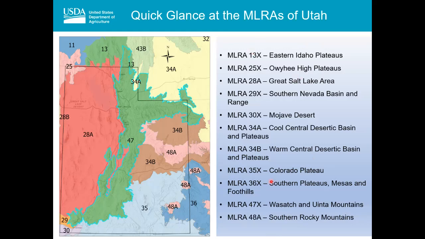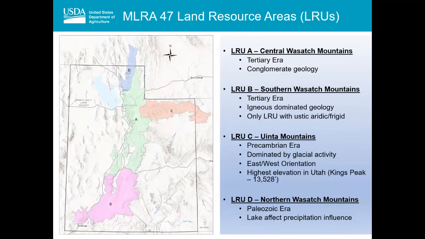You can see the pretty extensive number of MLRAs that are encompassed here in Utah. So we've got some great diversity in our landscapes here. So 47 is broken up into 4 LRUs. They have a lot of similarities because they are the higher elevation, higher precip areas in the state. However, I just wanted to quickly go over some of the major differences which led us to develop these LRUs. LRU-A, the green here in the middle, is tertiary area geology and is dominated by conglomerate geology.